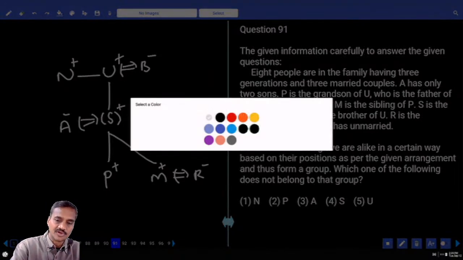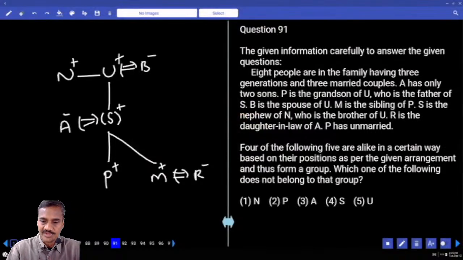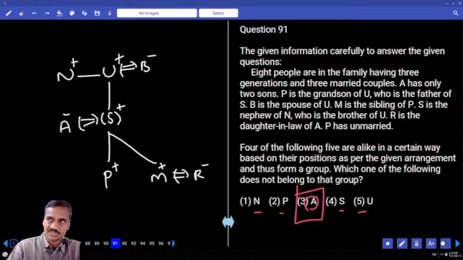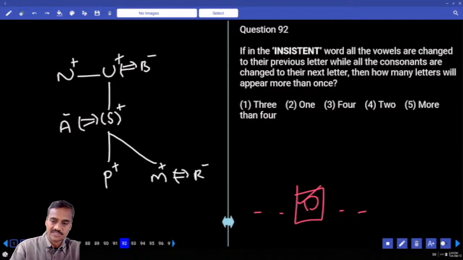Now, four of the following are alike, and one is the odd one out. Which one of the following does not belong to that group? N is male. P is male. A is female. S and U are again males. Except choice 3, the remaining four persons are males and choice 3 is a female. Hence choice 3 is the odd one out, question number 91.